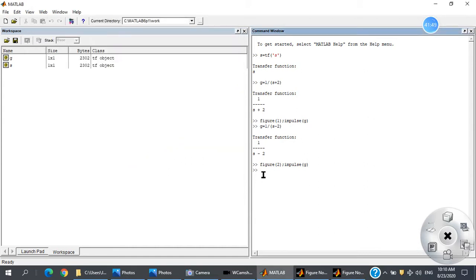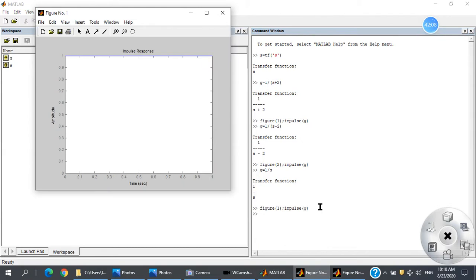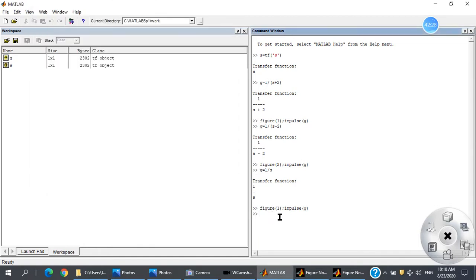Okay, so this is for a first order system, and you can see what will happen if it's just 1 over s, right? So now g equal to 1 over s, and figure 1. Let's see what it is. Oh, you can see, it's always 1. It's not going up, not going down, it just stays in the middle. It keeps 1 constant. This is a unit step function, right? Okay, so this is for a first order system.